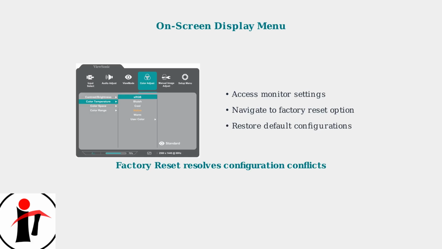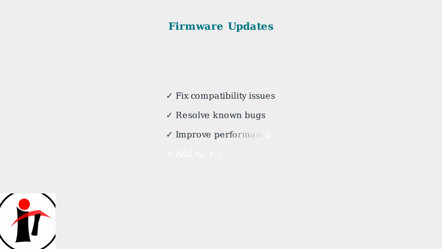Factory Reset restores all monitor settings to their original defaults, which can resolve configuration conflicts and compatibility issues that may cause display problems. Check for available firmware updates from the manufacturer. Firmware updates can resolve compatibility issues with newer graphics cards and fix known bugs that cause display problems.